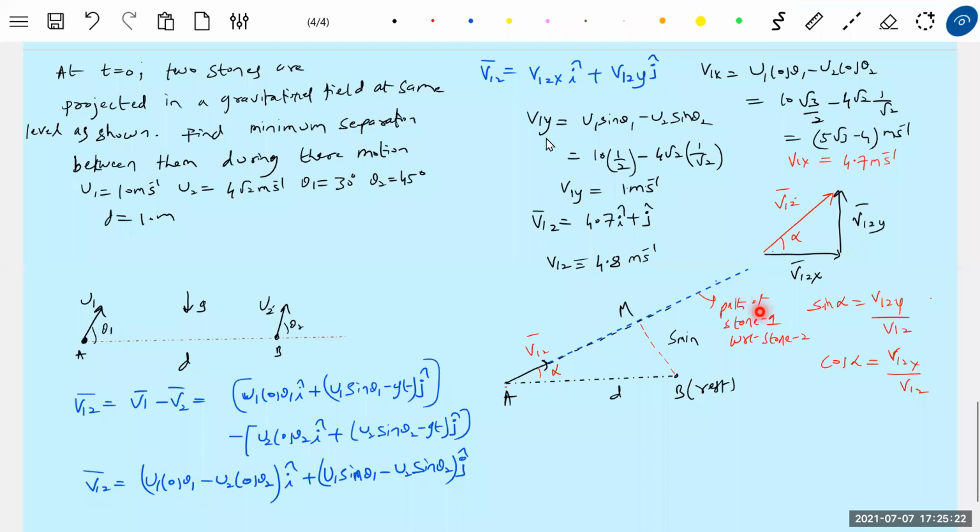Path of stone 1 with respect to stone 2. This is something very important. In the previous class I just discussed that it will be a straight line. That's what I mean to say here. Then sine alpha: this is a right angle triangle, so sine alpha equals S minimum by D.